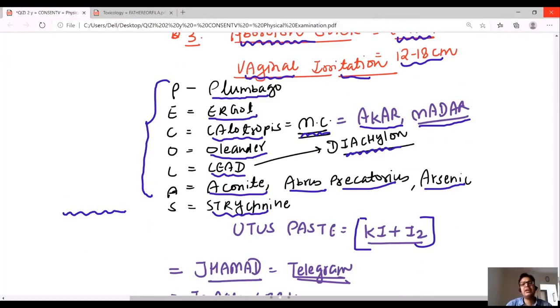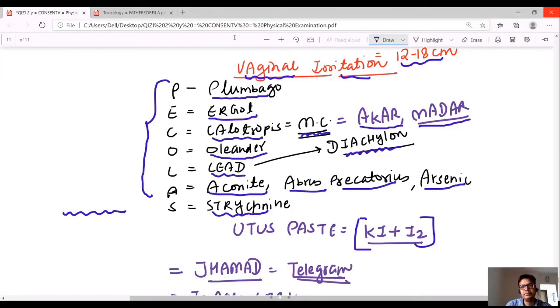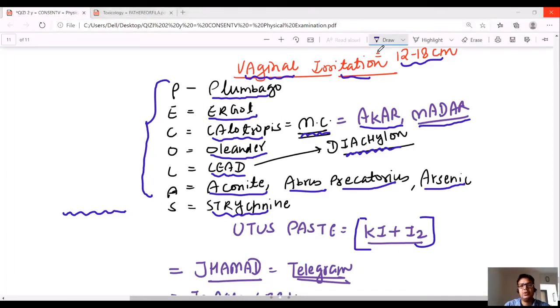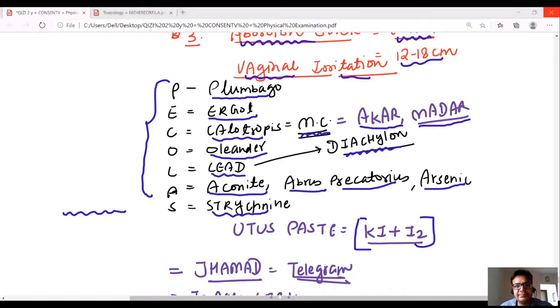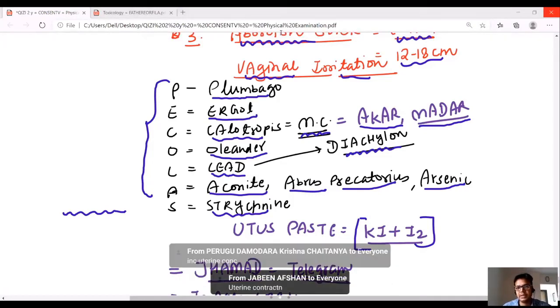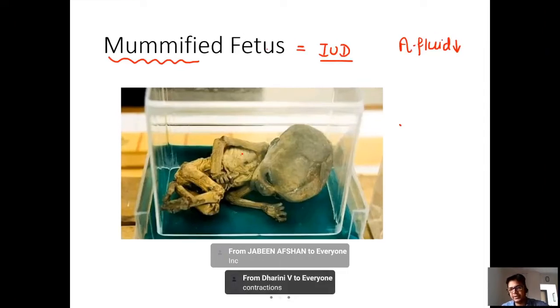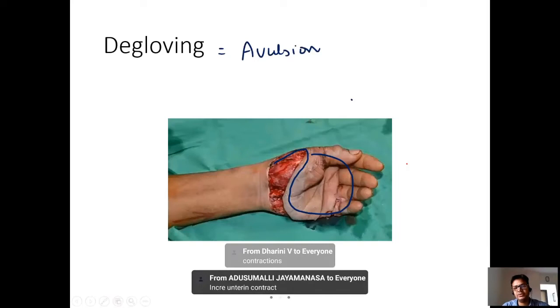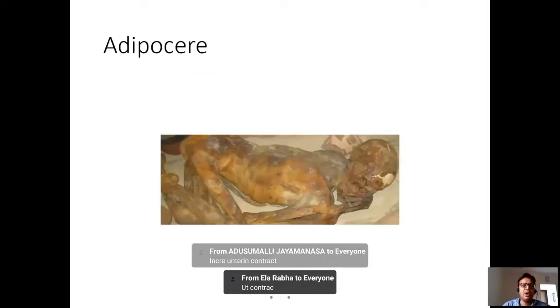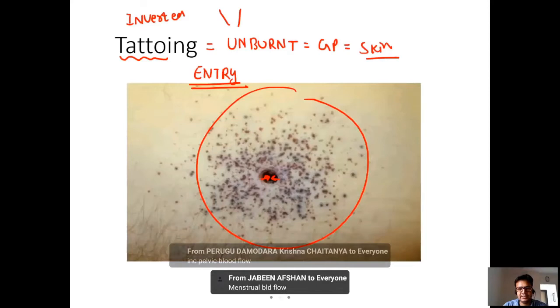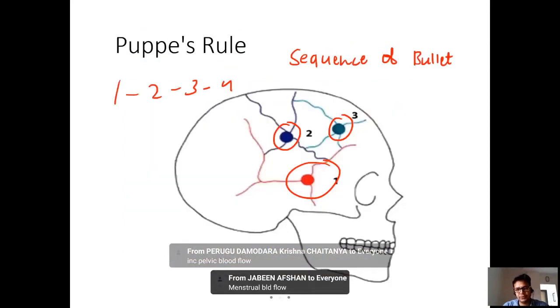Okay. Now, sir, write down some MCQs. What is the mechanism of ecbolics? Anyone? Yes, uterine contraction. Absolutely right. Very good. What is the mechanism of emmenagogues? Yes, increase pelvic blood flow.